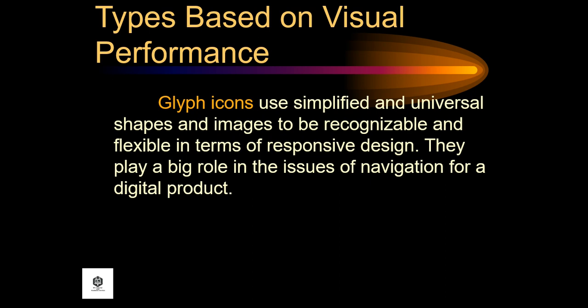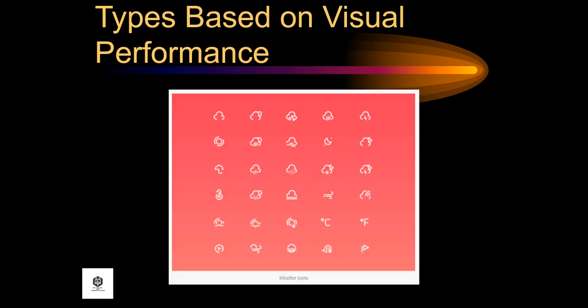Glyph icons use simplified and universal shapes and images to be recognizable and flexible in terms of responsive design. They play a big role in the issues of navigation for a digital product. Example of the image is about weather icons.